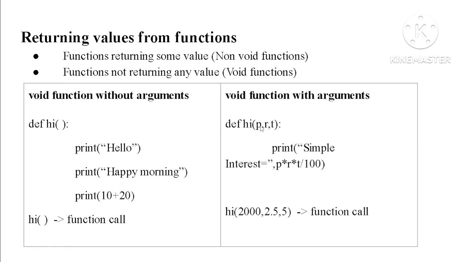Here there are no arguments. Here there are some arguments to be passed. But instead of returning the answer, I am printing the answer directly inside the function. So it is your style of programming, your requirement. According to the requirement or the question, you have to decide whether you're going to pass the arguments or not, whether you're going to return a value or not. It depends on the question.